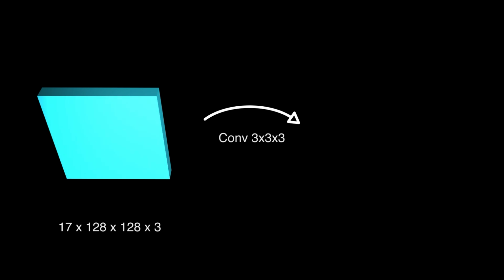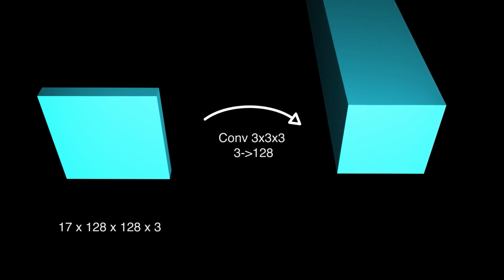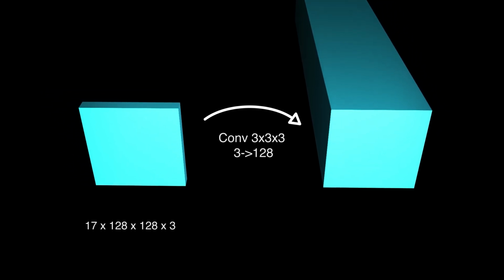If our sample video has these dimensions, here 17 represents the frames, 128 is the number of pixels across width and height of each frame, and 3 represents the color channel. In MagVit version 2, we first apply a 3 into 3 into 3 filter, and the channels of the input, which is basically the 4th dimension of the data, are increased from 3 to 128.